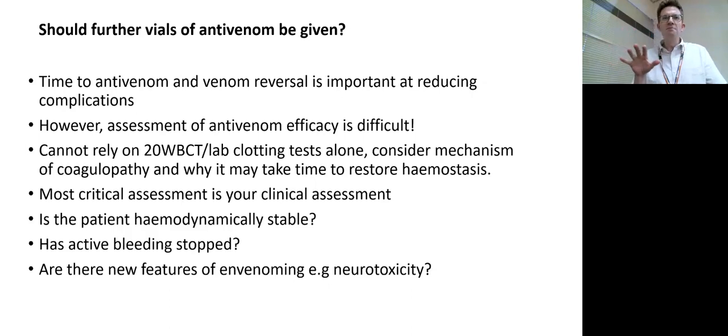There's some very crude evidence that would suggest that in patients given a supranormal dose of antivenom, so for example in India, the typical starting dose would be 10 vials, and in patients given 50 vials, this study was done in Myanmar, within 6 hours all of those patients had reversed their abnormal 20-minute whole blood clotting test. So that is where the idea that 6 hours is the right time to assess comes from.